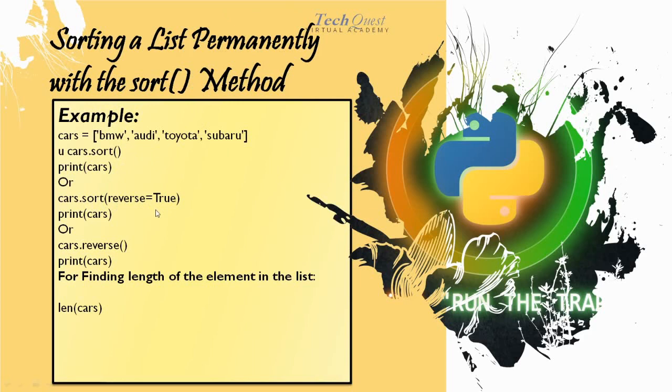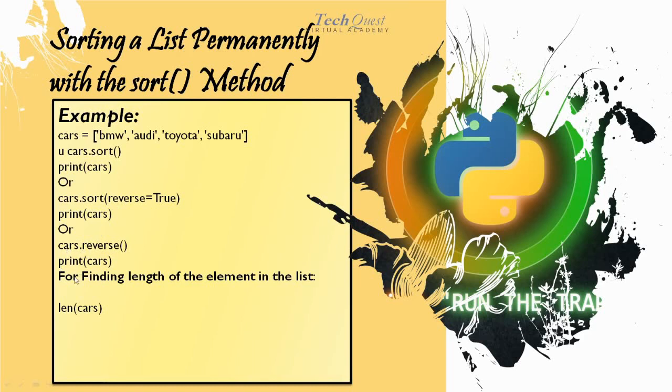Or if you want to reverse the order of this list, like you can see Subaru is at the 3rd index, and you want Subaru to be at the 0th index and BMW at the 3rd index, like if you want to invert or mirror that list, you would use the reverse keyword with the variable in which you stored the list. Here you can see the example, cars reverse and print cars.